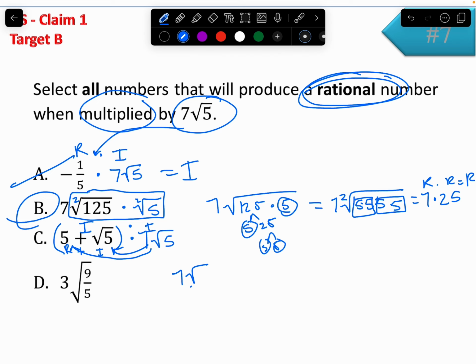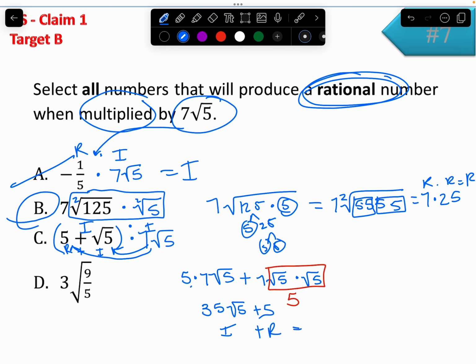So 7 square root of 5. So 7 times 5 times square root of 5. I think that'll confuse you guys. So let me do this backwards. 5 times 7 square root of 5 plus 7 square root of 5 times square root of 5. So whenever we have two identical square roots, this just becomes 5 without the radical. So this is 35 square root of 5 plus 35. We have irrational plus rational, which is irrational, so not C.